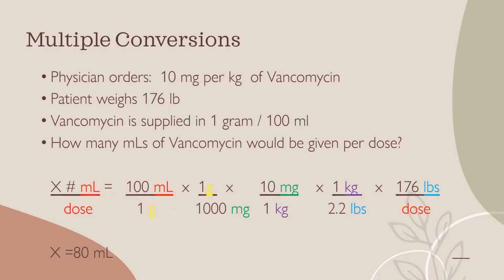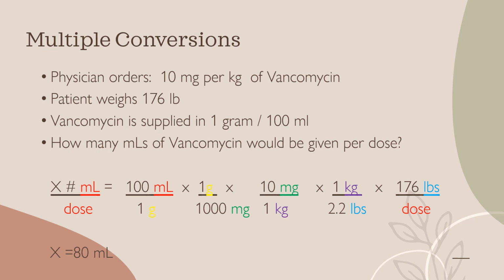All right, now we're going to do our last long problem, and we're going to make this a supplied medication in liquid form and weight-based, needing a conversion. Our order is to give 10 milligrams per kilogram of vancomycin per dose. The patient weighs 176 pounds and vancomycin is supplied in 1 gram per 100 milliliters. How many milliliters of vancomycin will we give per dose?